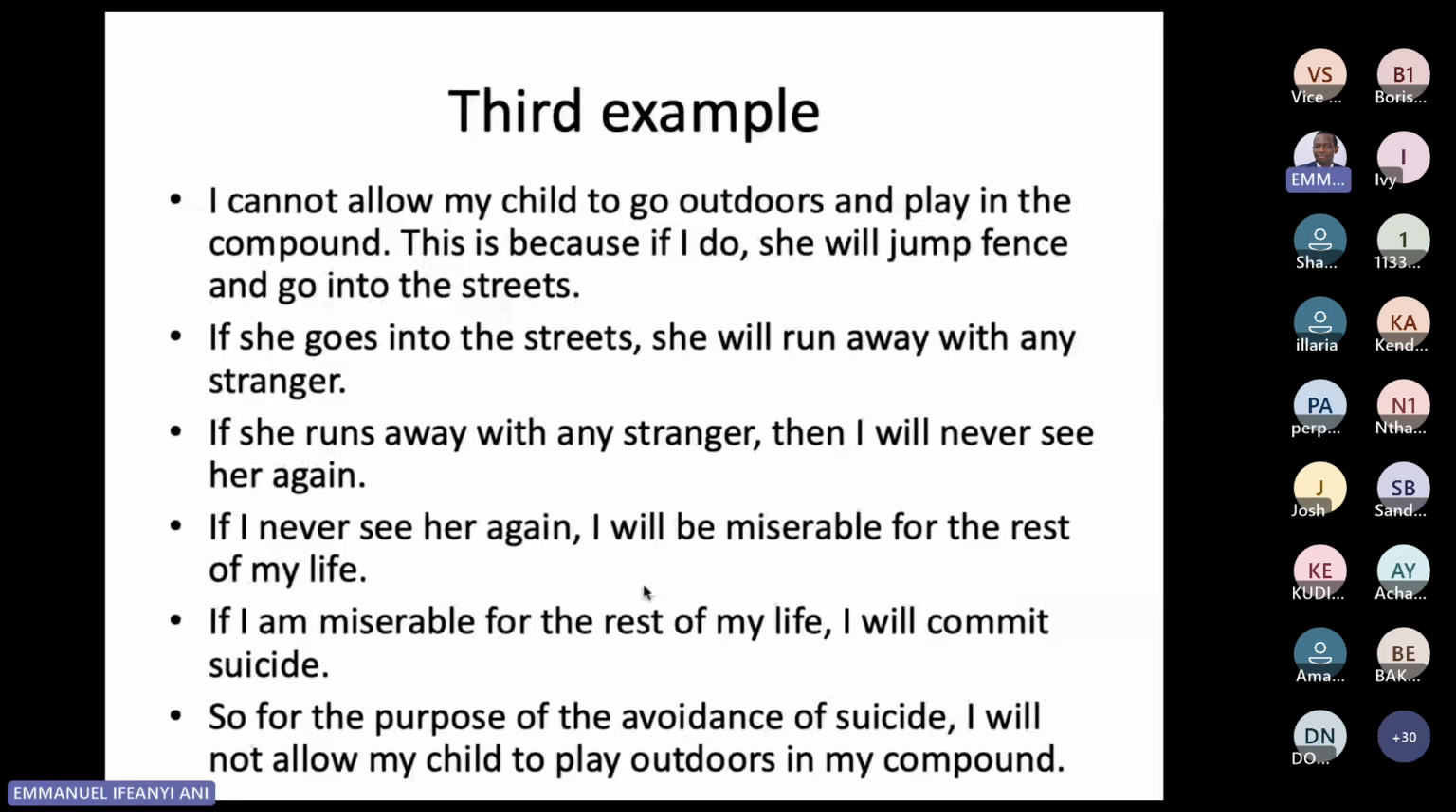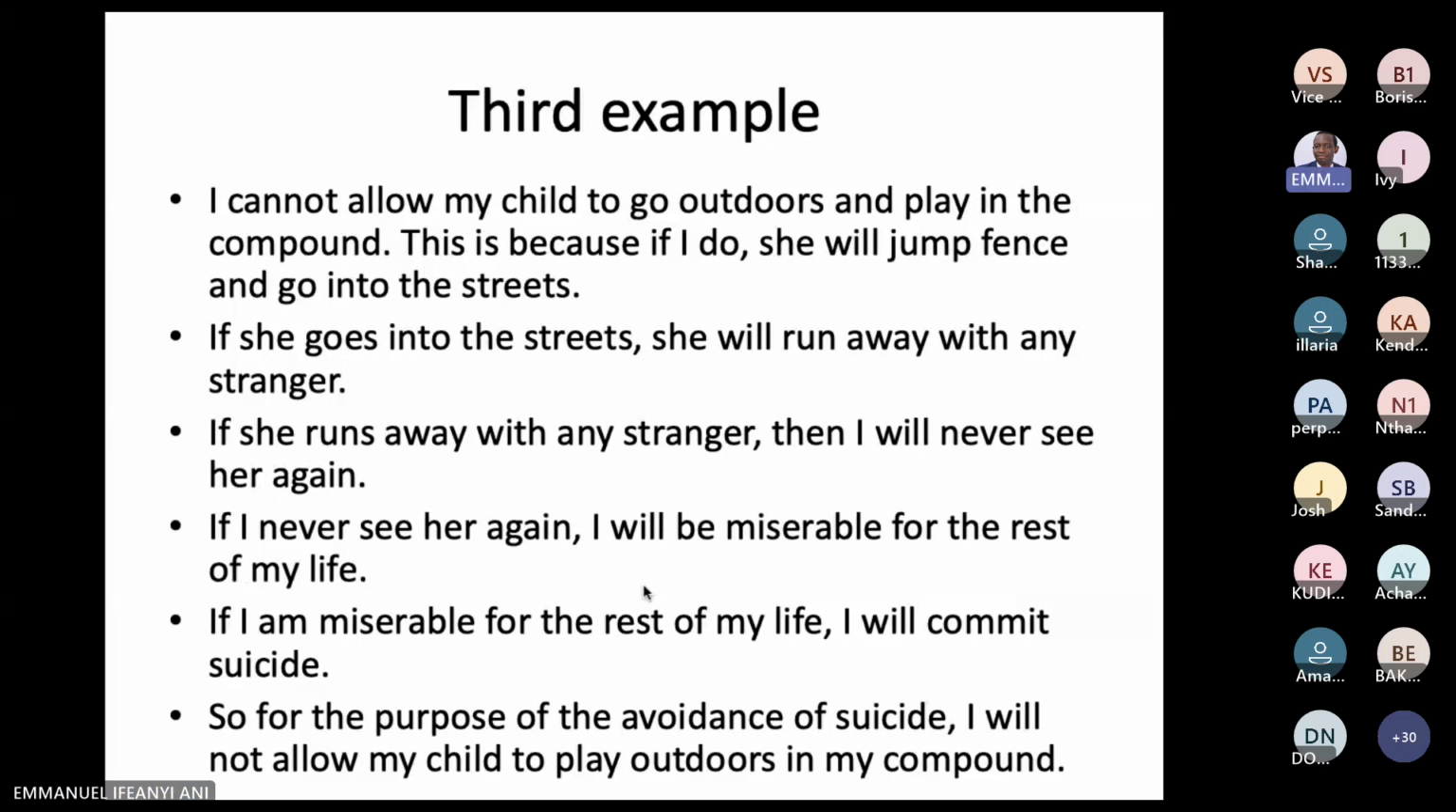I cannot allow my child to go outdoors and play in the compound. This is because if I do, she will jump the fence and go into the street. If she goes into the street, she will run away with any stranger. If she runs away with any stranger, then I'll never see her again.